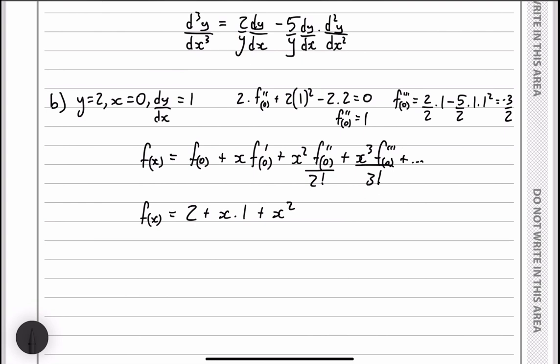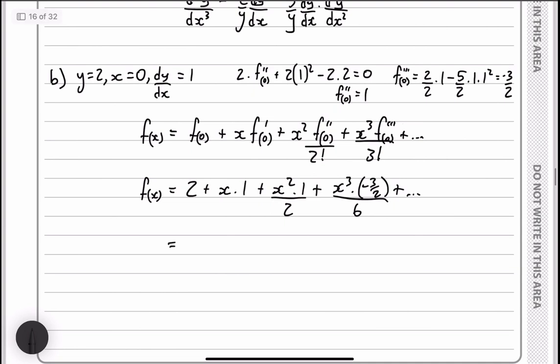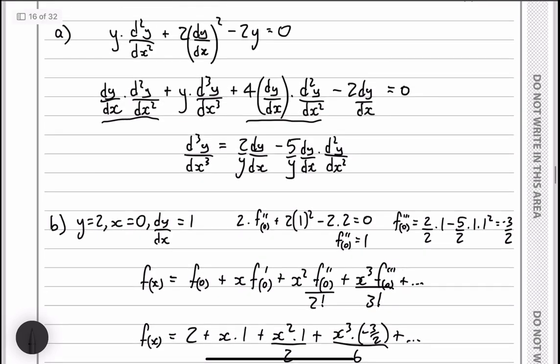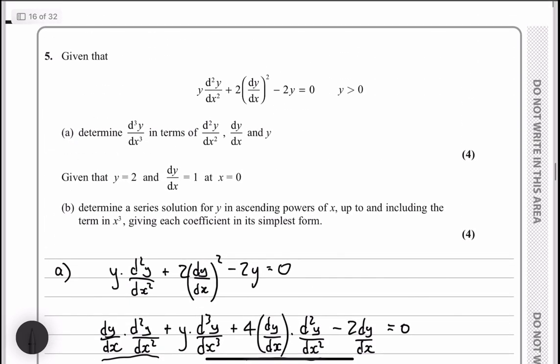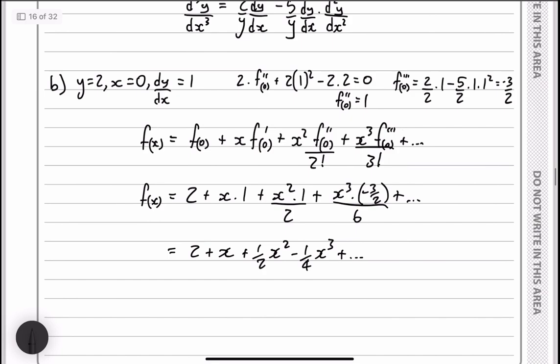Okay, going back down to our expansion, this is x squared times a 1 divided by 2 factorial, which is 2, plus x cubed times minus 3 over 2 divided by 3 factorial, which is 6. Simplifying all of this, we've got 2 plus x plus a half x squared minus a quarter x cubed plus dot dot dot. Double checking that we've finished. Yes. Question 5 done.